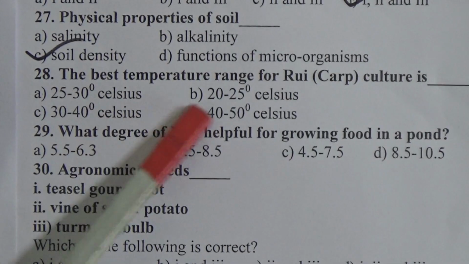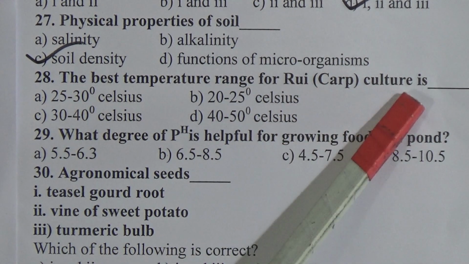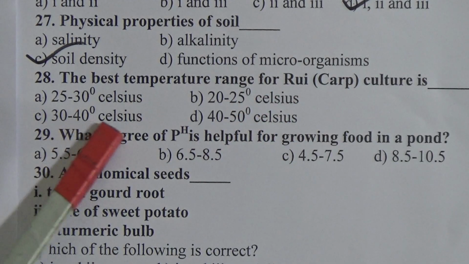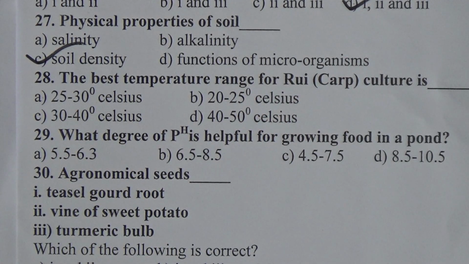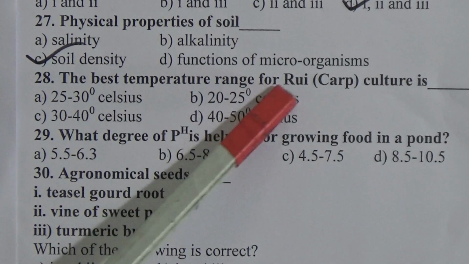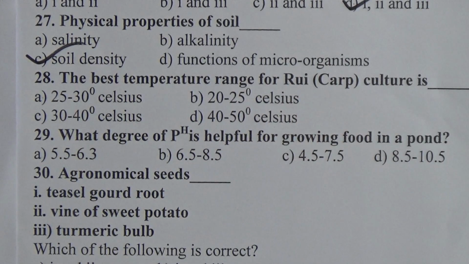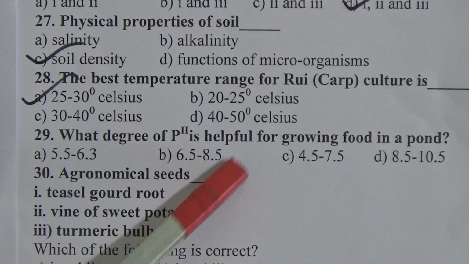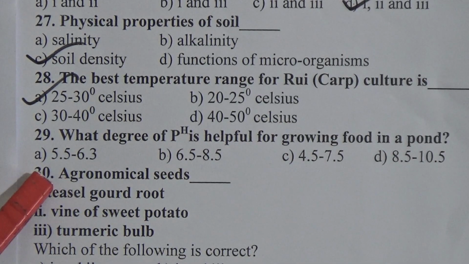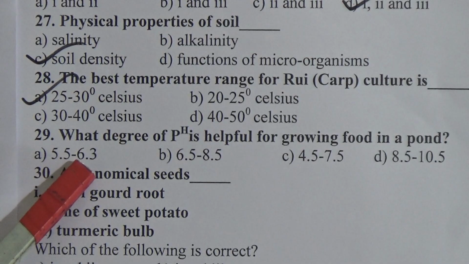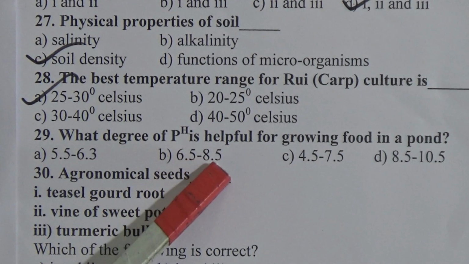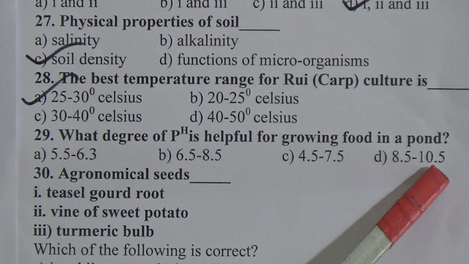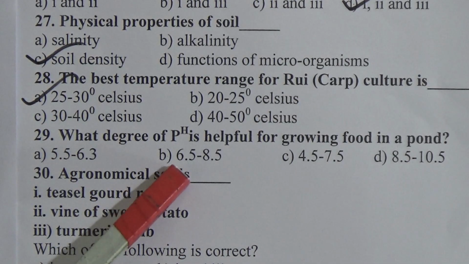28th number. The best temperature range for rui or carp culture is, so 25 to 30 Celsius, 20 to 25 Celsius, 30 to 45 Celsius, 40 to 50 Celsius. Yes, we know that the best temperature range for rui or carp culture is 25 to 30 Celsius. What degree of pH is helpful for growing food in a pond? A. 5.5 to 6.3, 6.5 to 8.5, 4.5 to 7.5, 8.5 to 10.5. So look here, the standard is 6.5 to 8.5.